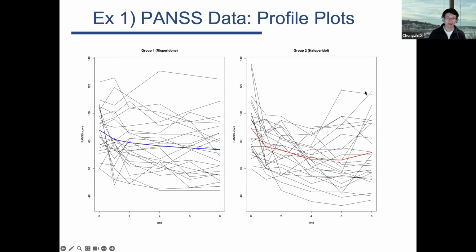In each of the subfigures, I also plotted the average score at each time point, as the blue line on the left and the red line on the right, to give you an idea of the average trajectories.